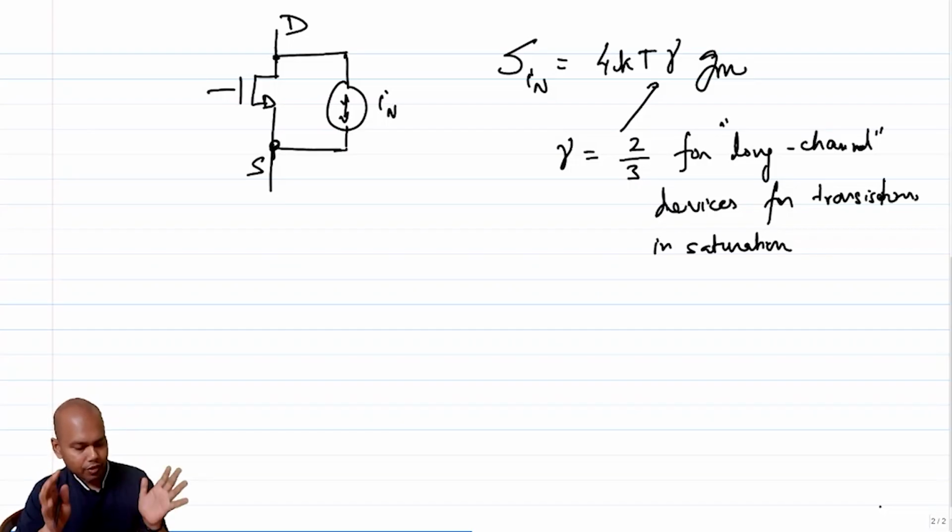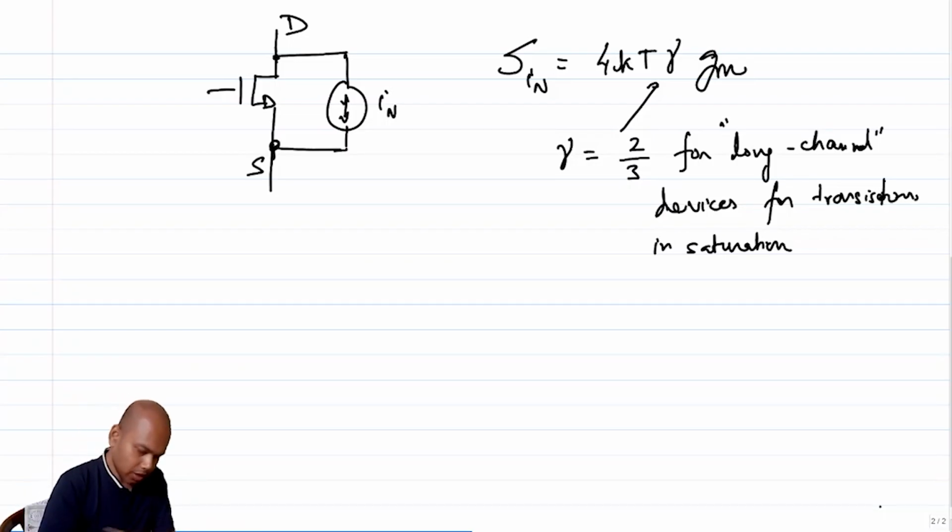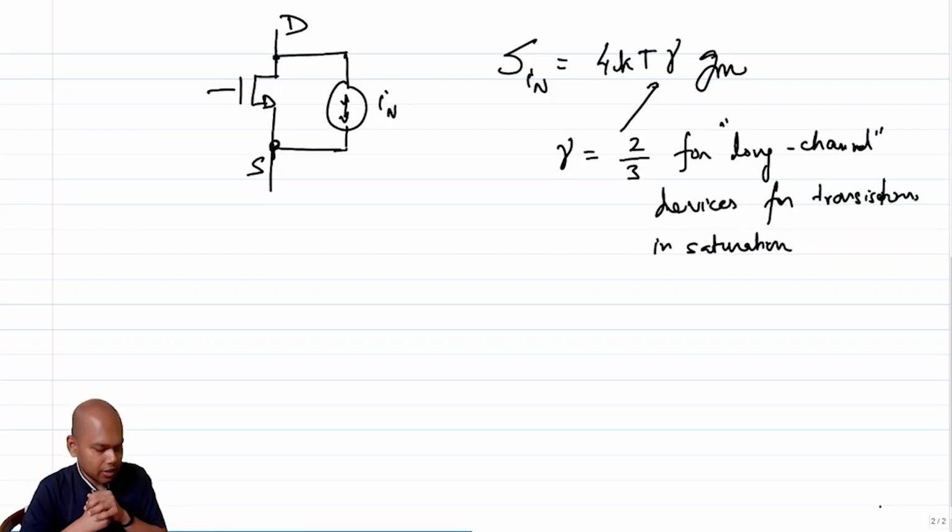Okay, but for the purpose of this course, we'll stick to gamma equal to 2/3 unless otherwise mentioned. Okay, fine. So now the question is, what is effectively the incremental model of our transistor in the presence of noise?